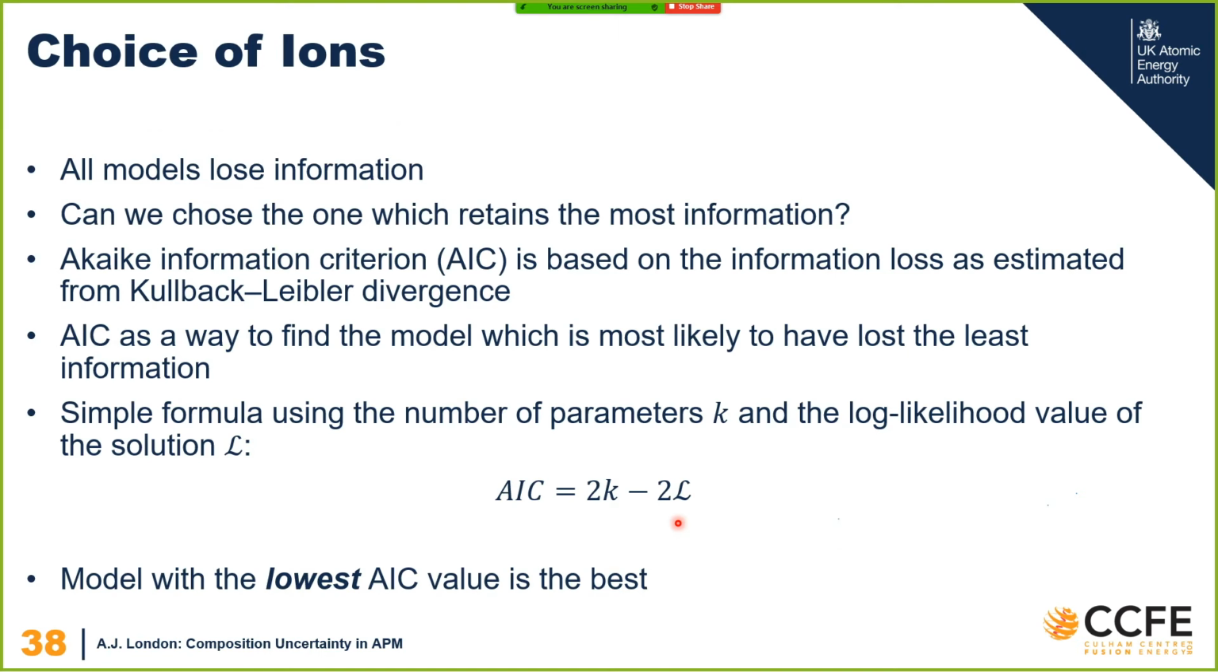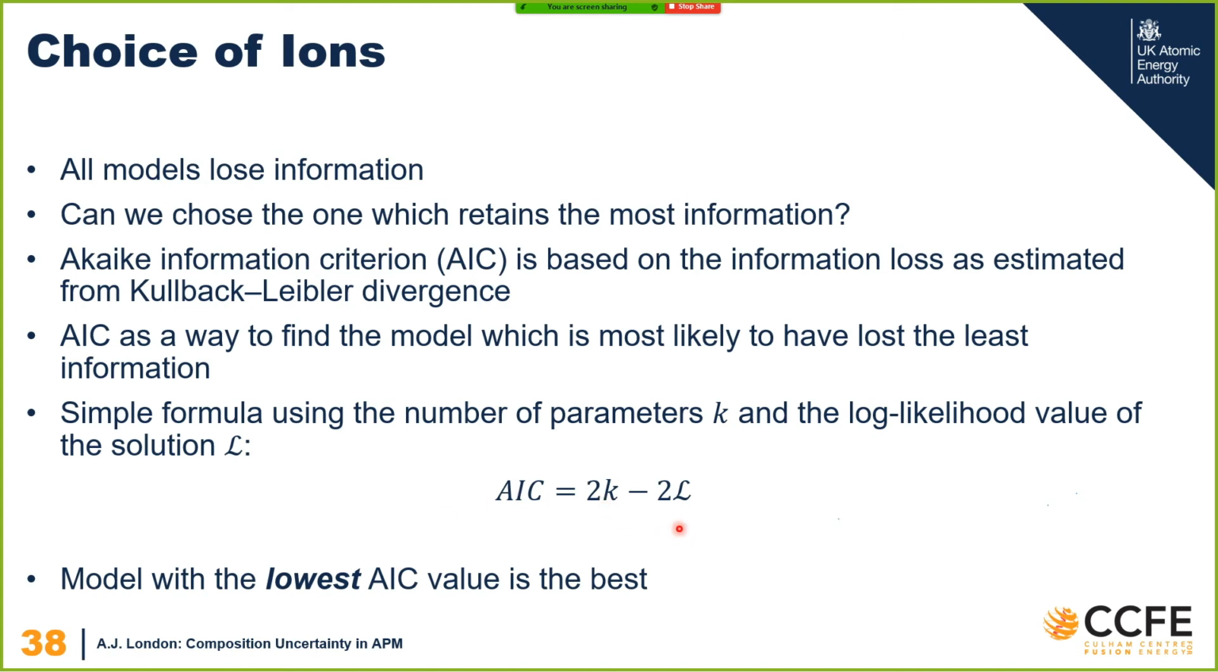Very quickly, I don't really want to talk about information theory. Again, it's sort of a magic number. This is the Akaike information criterion. It's based on the information loss as estimated from this Kullback-Leibler divergence. It's a way to find the model which is most likely to have lost the least information. So it's the way of finding, quote unquote, the best model from the models that you provide it.